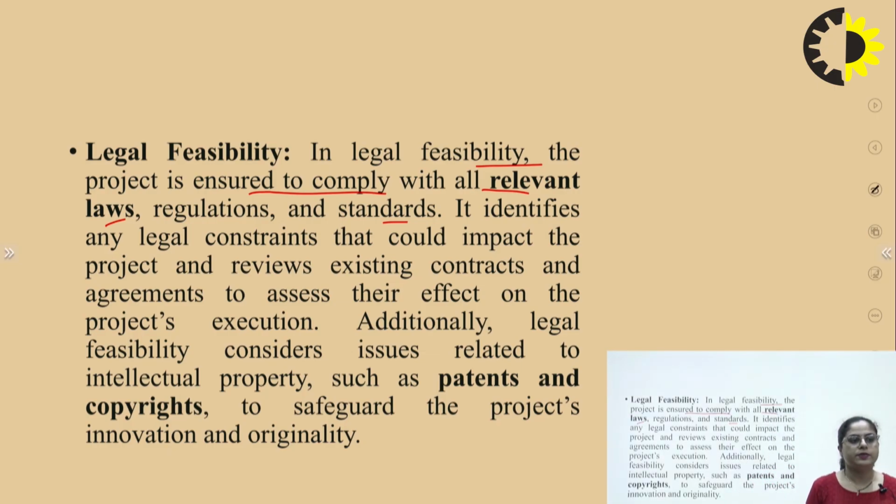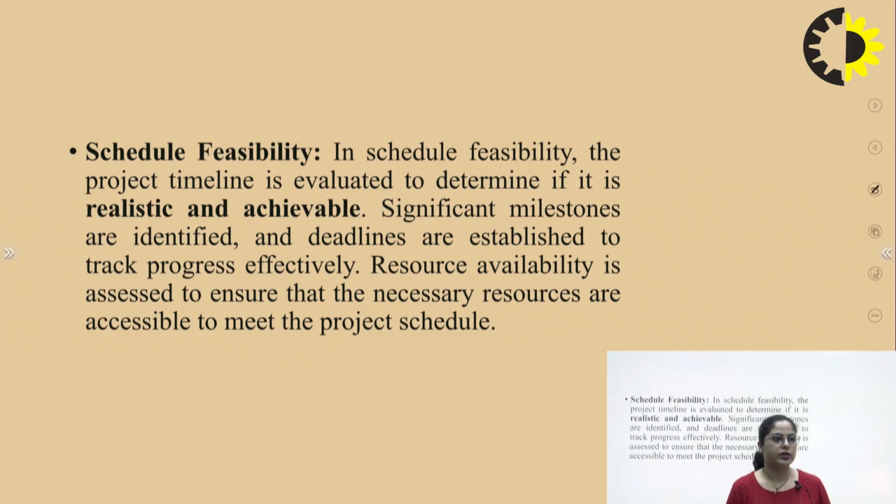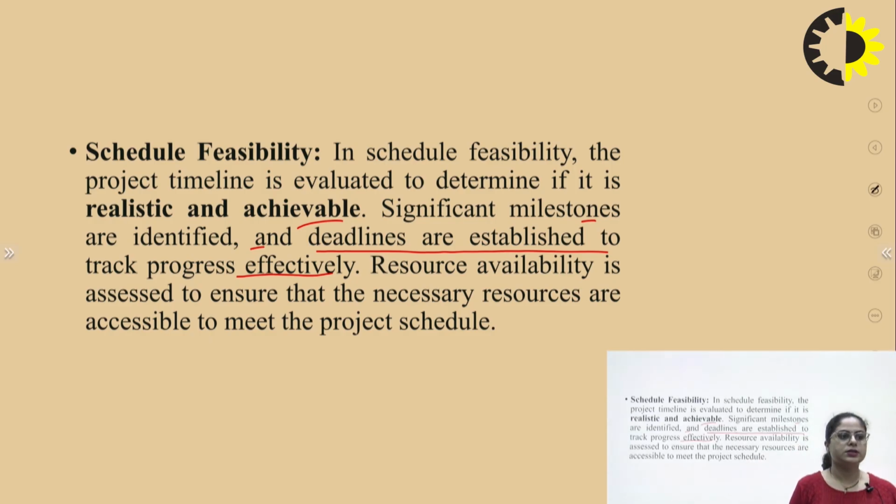Additionally, legal feasibility considers issues related to intellectual property such as patents and copyrights to safeguard the project's innovations and originality. Schedule feasibility. In schedule feasibility, the project timeline is evaluated to determine if it is realistic and achievable. Significant milestones are identified and deadlines are established to track progress effectively. Resource availability is assessed to ensure that the necessary resources are accessible to meet the project schedule.